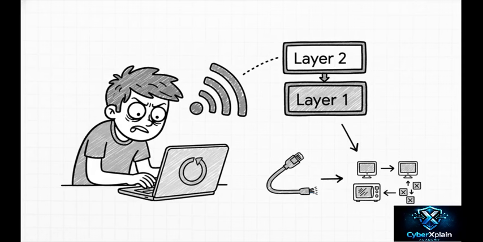And here's a perfect real-world example of why that matters. Let's say your home Wi-Fi is just crawling. It's super slow. A network tech can use the OSI model to troubleshoot. They can ask, okay, is this a layer 1 problem? Maybe a physical issue, like a damaged cable or interference from your microwave. Or is it a layer 2 problem? Maybe the data is getting corrupted and has to be resent over and over. This layered approach helps them pinpoint the exact problem way faster.